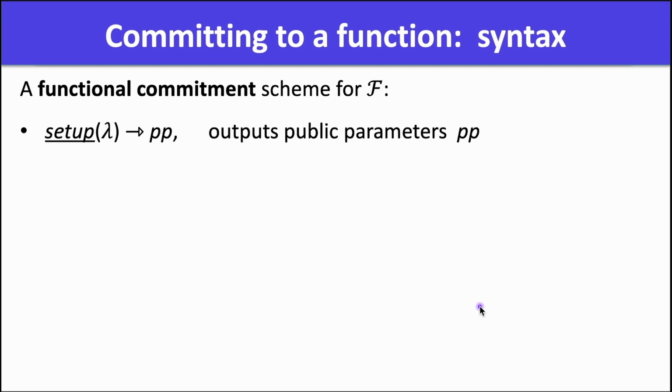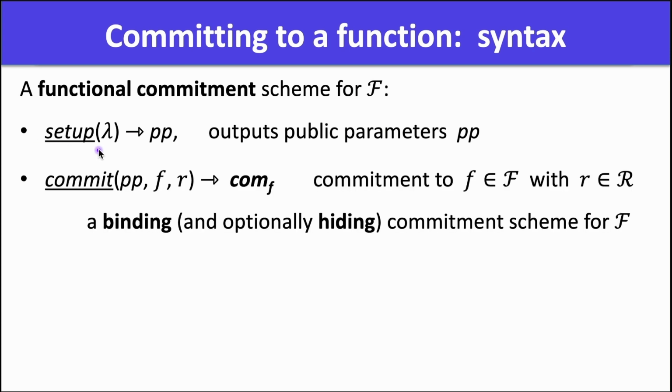So let's see the syntax for this in a bit more detail. For a functional commitment scheme for a function family f, first we run a setup algorithm that generates some public parameters. This is a one-time operation that we just run at the beginning of time and never again. Then the prover can commit to the function f by running a commit algorithm. This produces a short commitment string com sub f, and that's a commitment to the function f in the function family. And this commitment should be a binding commitment to the function f.